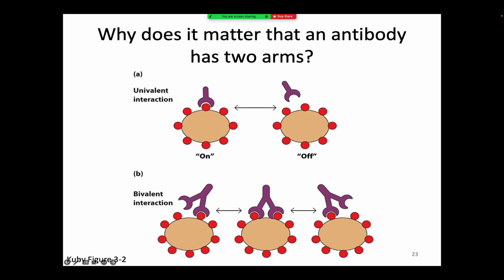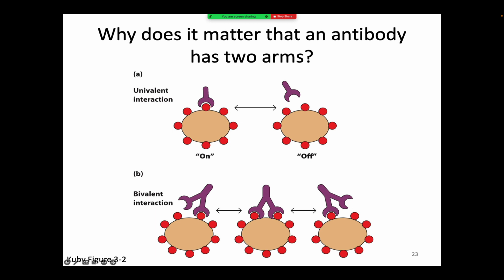Because we have 2 arms, we get a different binding strength. And you would normally be like, yeah, great job, Captain Obvious. It's twice as much as the other one. But it's not really twice as much as the other one. It's actually more than twice as much. And the reason why it's more than twice as much is because these 2 arms are close together.